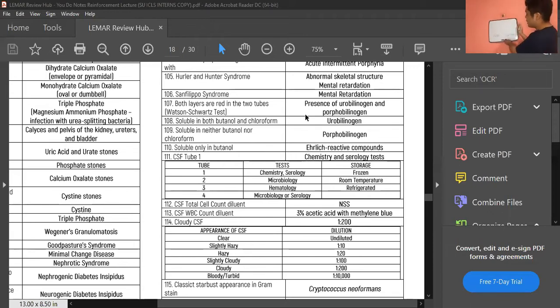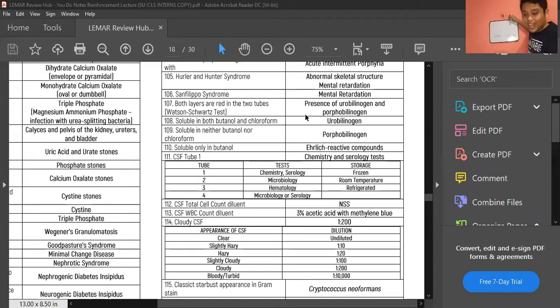Okay. So, the button for Watson-Schwartz, dears, is you have a red urine. You want to determine what is the cause. Is it caused by urobilinogen, porphobilinogen, or other Ehrlich reactive substances? Especially with the reagents for urobilinogen, you can react other Ehrlich reactive substances.